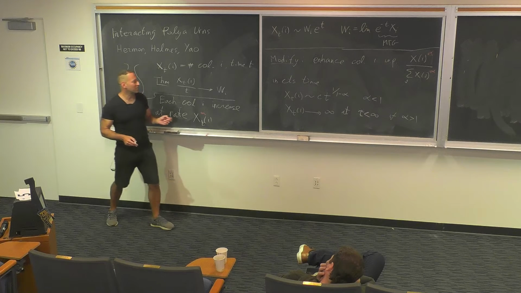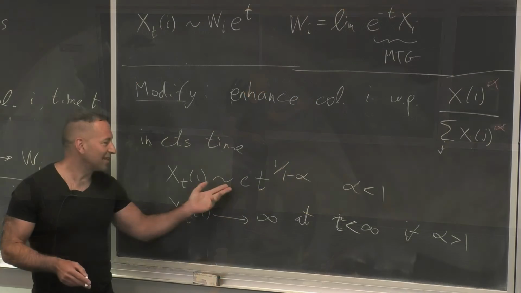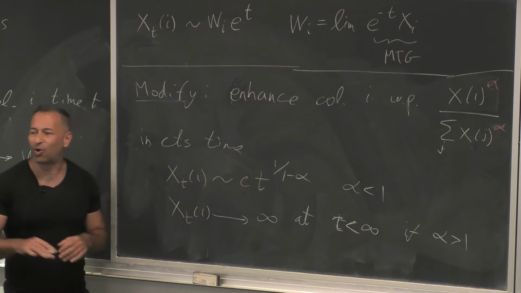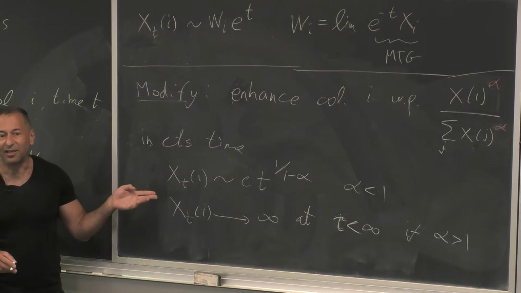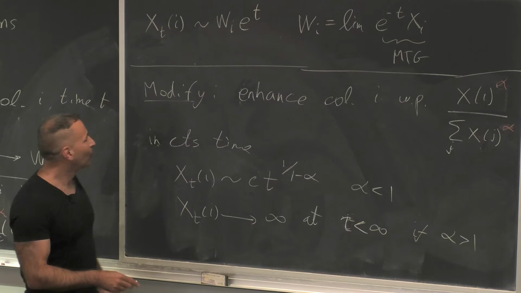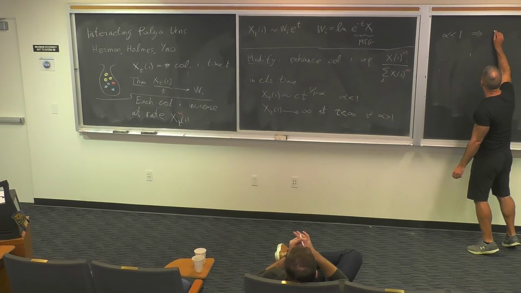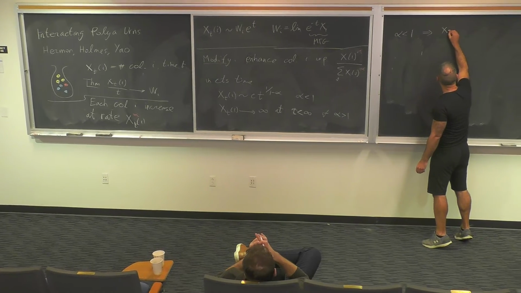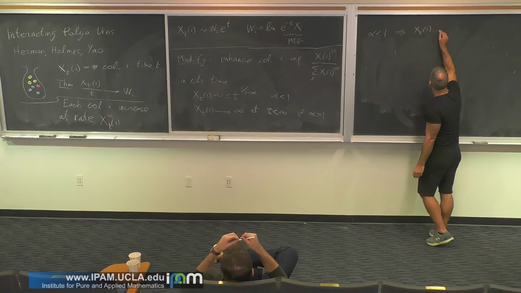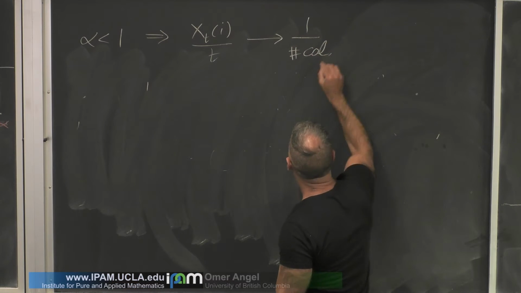So in the discrete time process, if alpha is less than 1, this constant is just a fixed constant. I don't remember what it is, but you can calculate. So if alpha is less than 1, then all of the colors grow sublinearly, and asymptotically they will all be equal. The ratio between any two colors will converge to 1. So a consequence of this is that if alpha is less than 1, then x_t(i) over t converges to 1 over the number of colors.